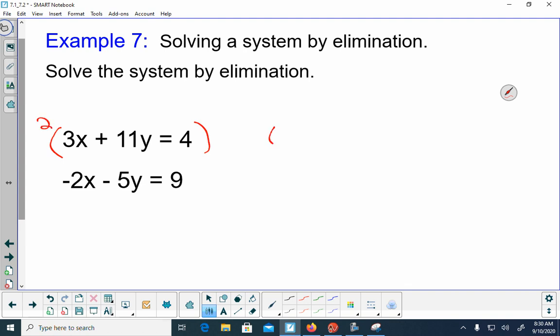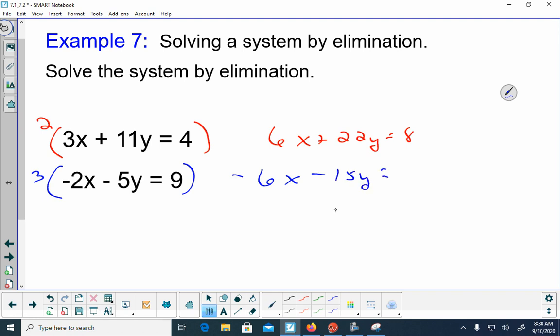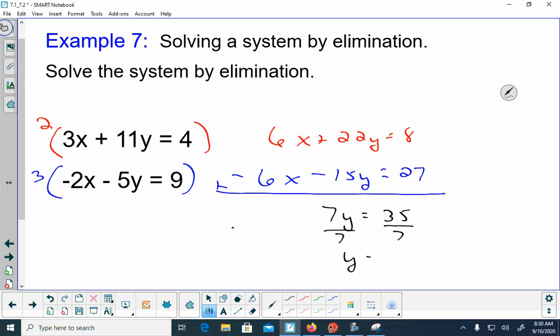And when I do that, I'm going to have 6x plus 22y is equal to 8. I'm going to multiply the second equation by a positive 3. That way they'll be opposites. And I really do want these to be opposites, and I don't want to have to think about subtracting. So this will be minus 15y is equal to 27. When I add those two equations, the x's are eliminated, they're 0, so I'm going to have 7y is equal to 35. Divide both sides by 7, y is equal to 5.